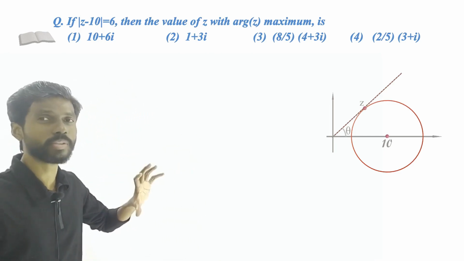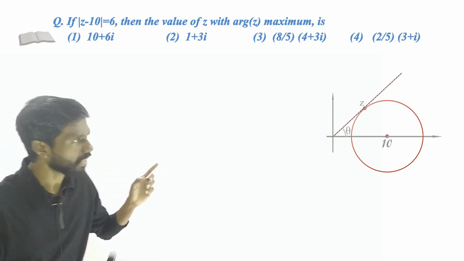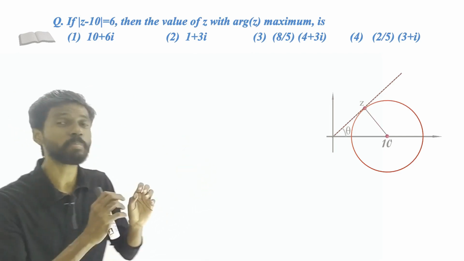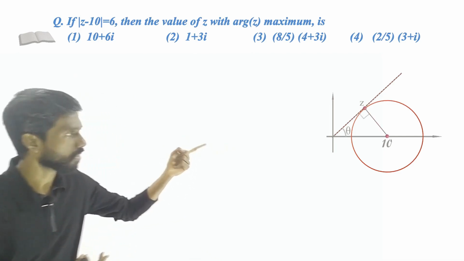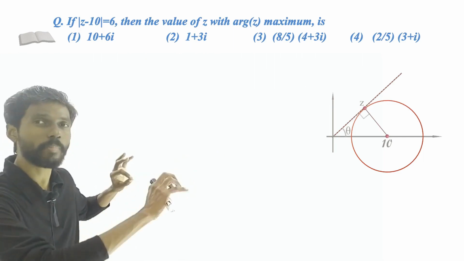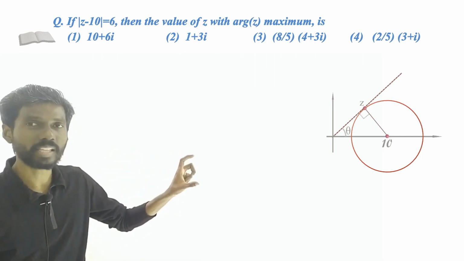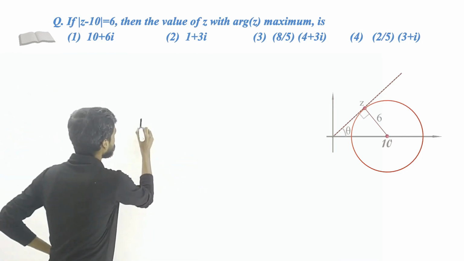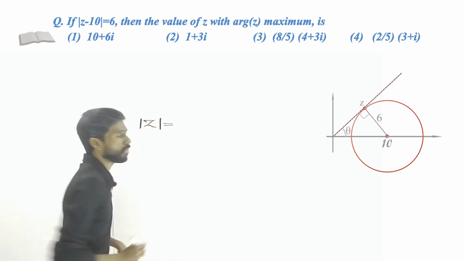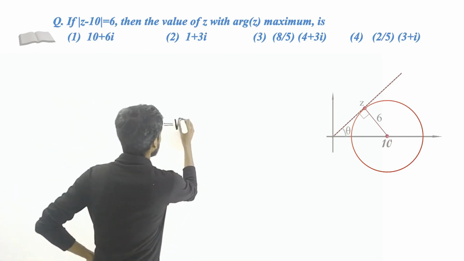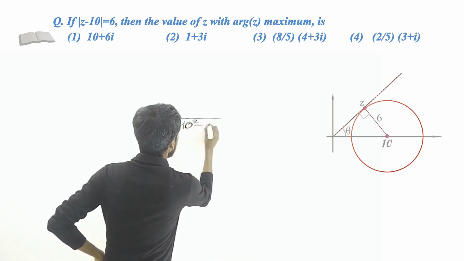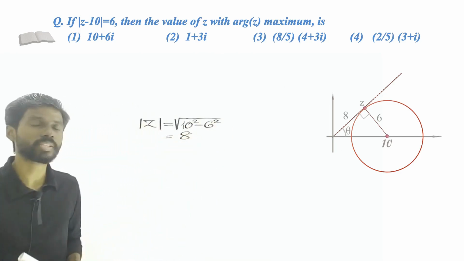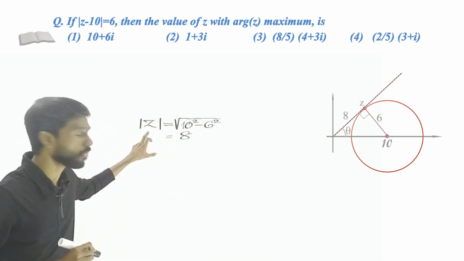Let us first find the modulus of z. That is simple. This is a right angle triangle, from the center to that tangent. If you draw the line from the center, it is perpendicular to the tangent, so that is a right angle triangle. The hypotenuse is 10 units, and the radius is 6. So the distance to the point, that is the modulus of z, we can find using the Pythagoras theorem. Square root of 10 square minus 6 square, that is square root of 64, so 8. So 8 is the modulus of our required complex number.